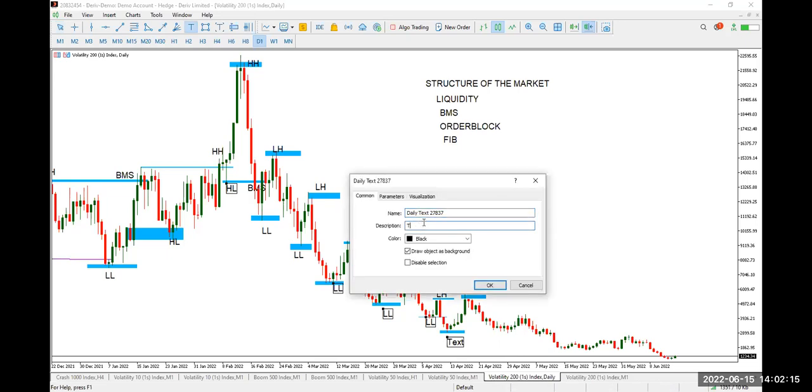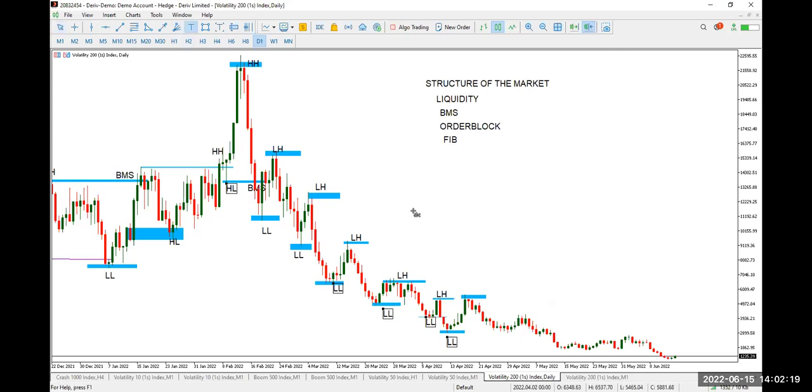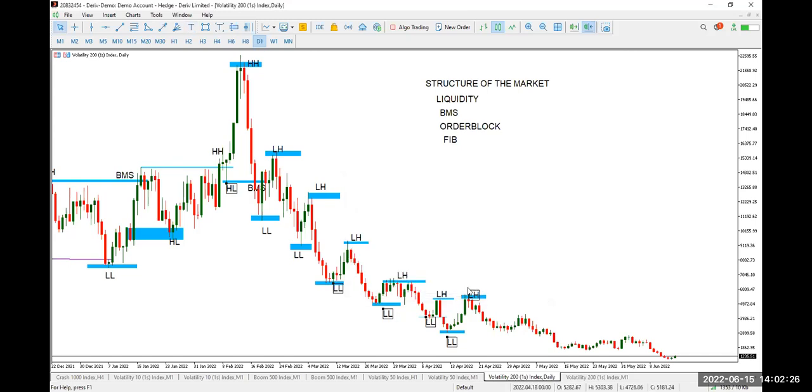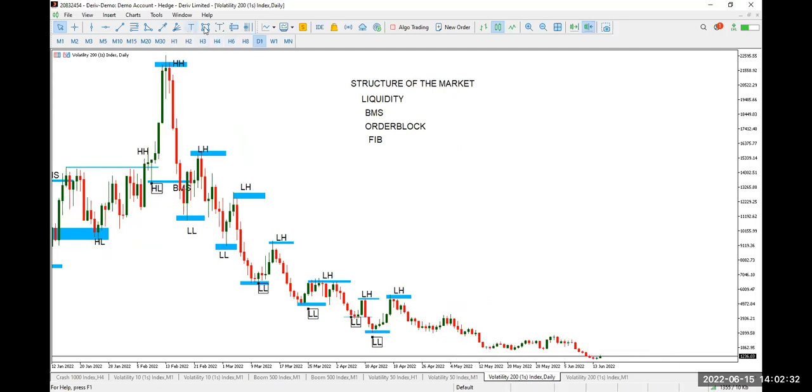So it gave us a lower low and a lower high here. So this is a lower high. So we are analyzing the market. From this lower low, the market went down and gave us a lower low here in this place. It's a lower low here. Now from this lower low, the market gave us a lower high here. So this is a daily structure.